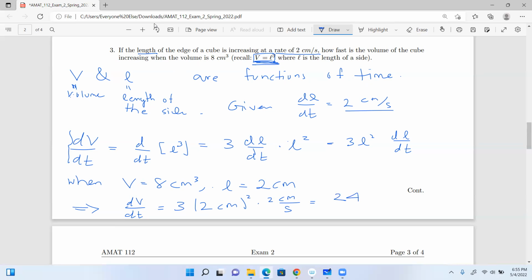And then you have centimeters squared times centimeters, so that gives you cubic centimeters per second. So this actually represents a volume. The cubic centimeters gives you the volume measurement. So this actually represents the rate at which the volume changes.